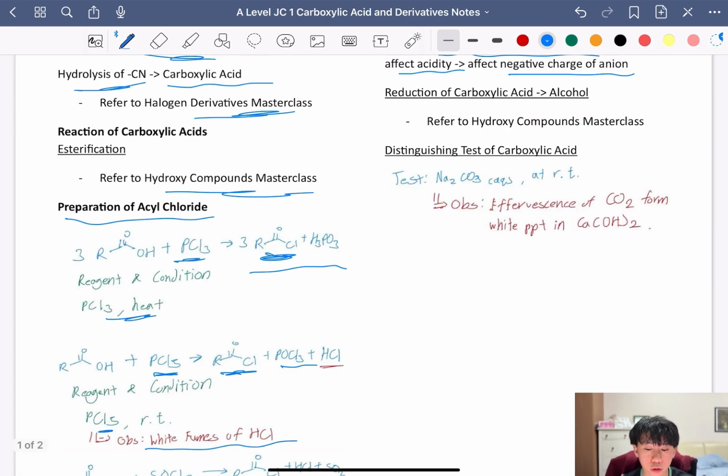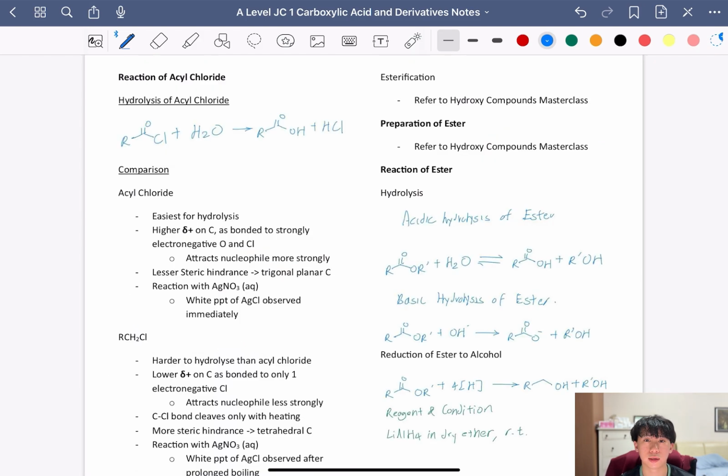You can also reduce your carboxylic acids to alcohols, again already covered in my hydroxy compounds masterclass. And you can also have a very good distinguishing test for carboxylic acids, because carboxylic acids are strong enough acids that they can react with sodium carbonate, and hence you can get this effervescence of CO2 that forms a white PPT in lime water.